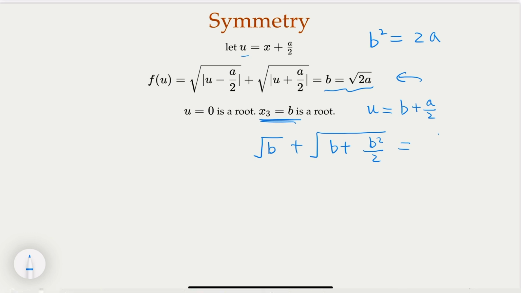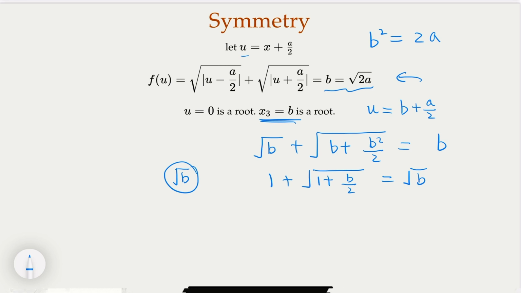That's good. b is a positive number, so we can divide both sides by the square root of b. What you get is 1 plus b over 2 equal to the square root of b. Of course, what you do here is move this to the right hand side, do some algebra and multiplication. You square it.